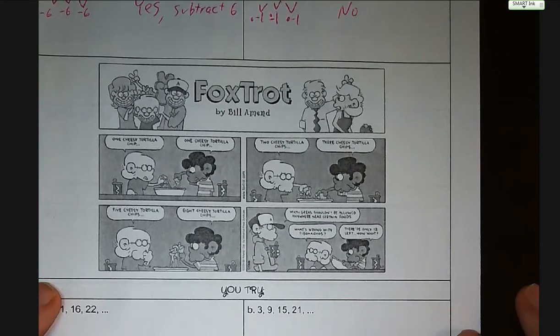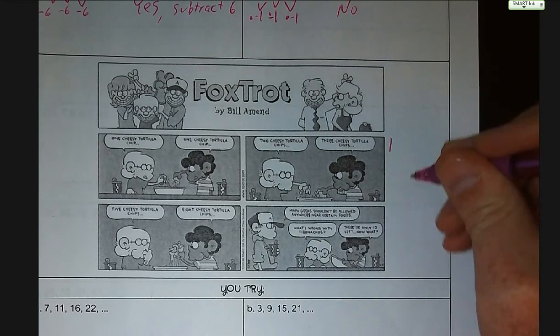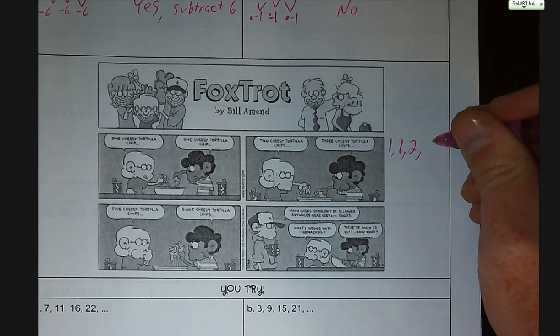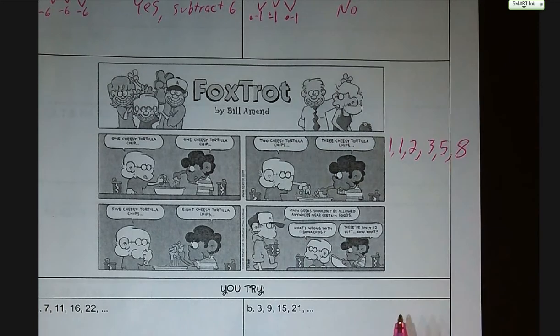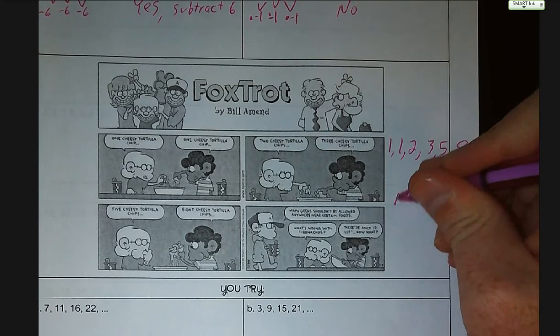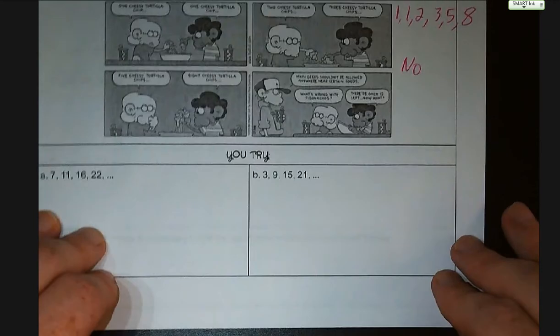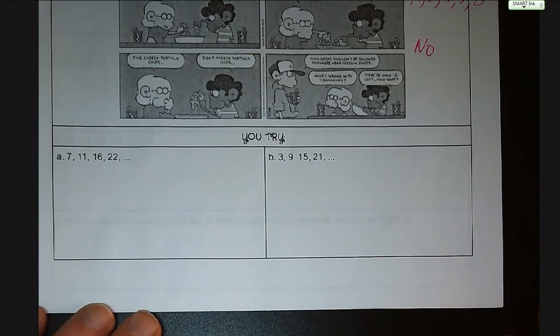How about our joke? Does our joke have a common difference? 1 cheesy tortilla, 1 cheesy tortilla, 2, 3, 5, 8. Does that have a common difference? No. It's just funny. Fibonaccios. I was going to say, yeah. It was like Fibonacci sequence. Mm-hmm. Fibonaccios. All right, I'm sure you guys love that.